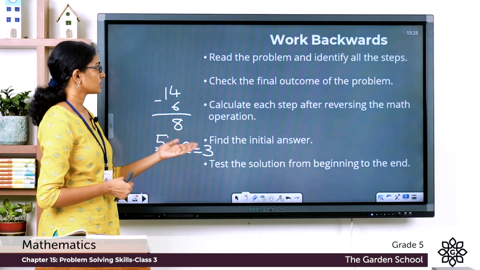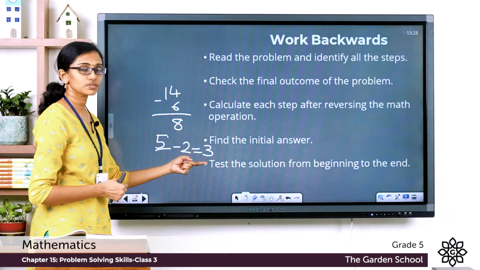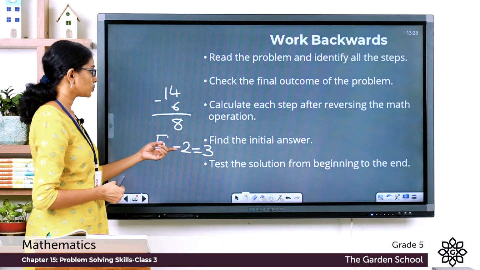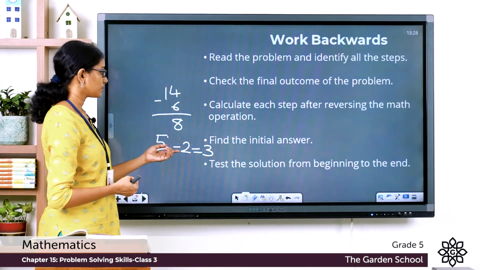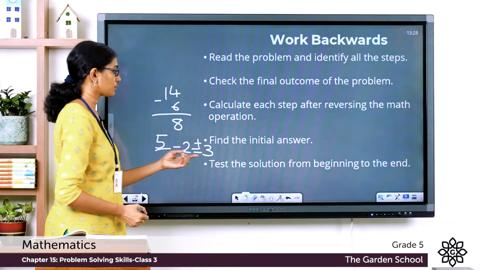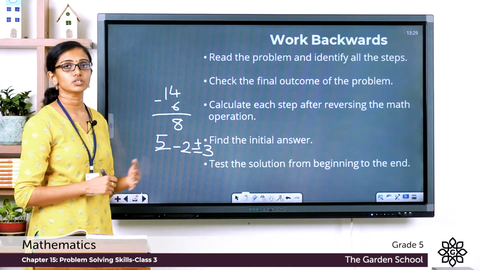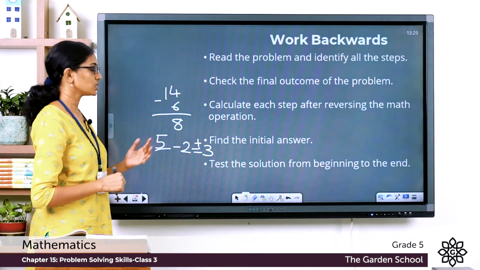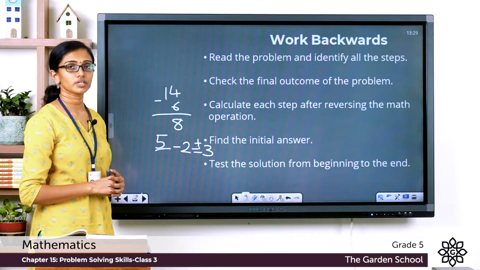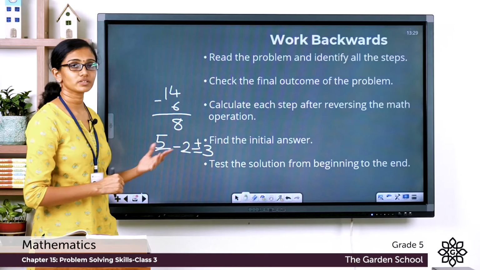So you read the problem, then identified the steps, you checked the final result or the outcome, and then you calculated each step after reversing the math operation. It means here it was subtraction and here you reversed the operation. You added the answer to this part to get the initial condition or the initial number. And in the final step, you tested your solution from the beginning to the end. So I hope you got an idea about this strategy.